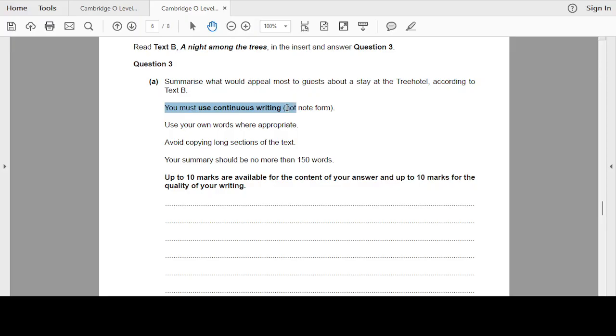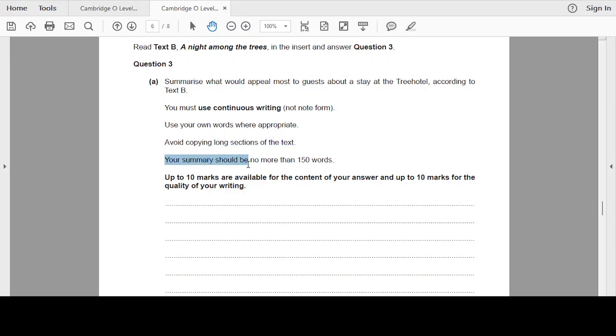So again, no bullet points, no flow charts, nothing like that. It should be in a paragraph. Use your own words where appropriate, which basically means use your own words as much as possible. As I said, 75-80% should be in your own words at least. Avoid copying long sections of the text, so it needs to be focused. Just the main points, not even details, just the main points.